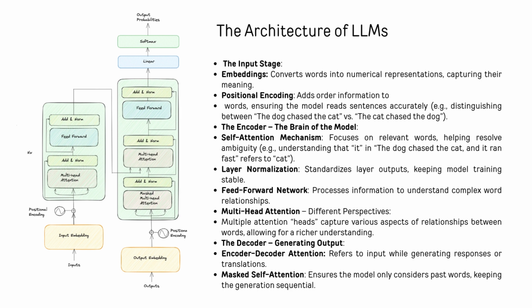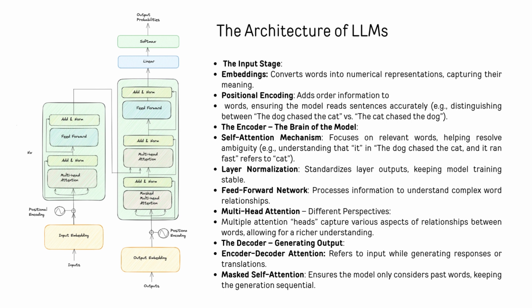For example, in the sentence, the dog chased the cat and it ran fast. The word it could refer to either the dog or cat. The self attention mechanism helps the model figure out that it refers to the cat because it weighs the relationship between all the words in the sentence.